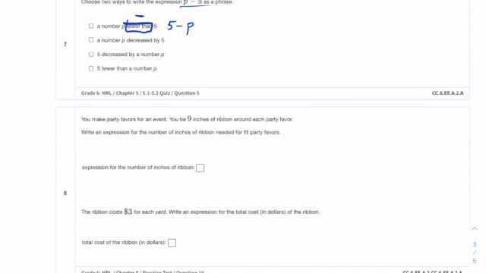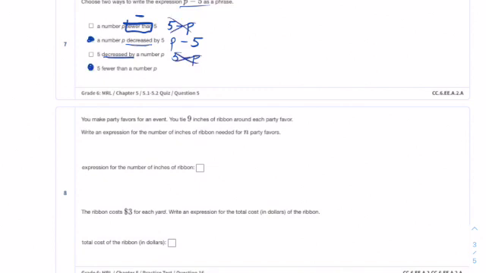A number P decreased by 5, so decrease means subtract, so that would be P, and then I decrease it, so minus 5, so that would just be straight up P minus 5. And then 5 decreased by P, so that would be, again, decreased is minus, and it stays in the same order, so 5 minus P. So not this one and not this one, so it must be this one and this one.